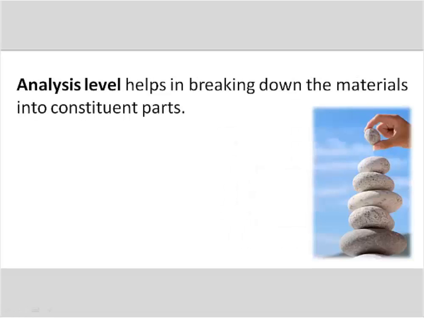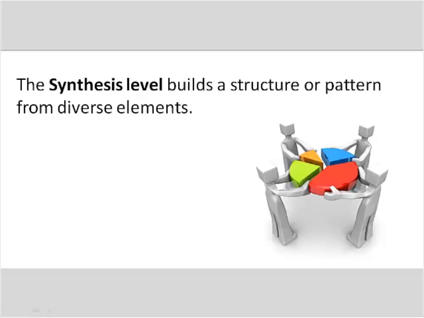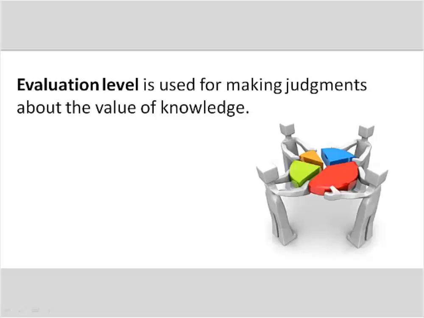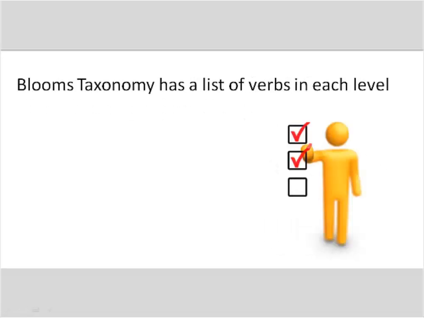The analysis level helps in breaking down the materials into constituent parts, detects the relationship of the parts, and the way they are organized. The synthesis level builds a structure or pattern from diverse elements. It is a combination of originality with creativity. Evaluation level is used for making judgments about the value of knowledge. Bloom's taxonomy has a list of verbs in each level, which can be used while writing the learning objectives.